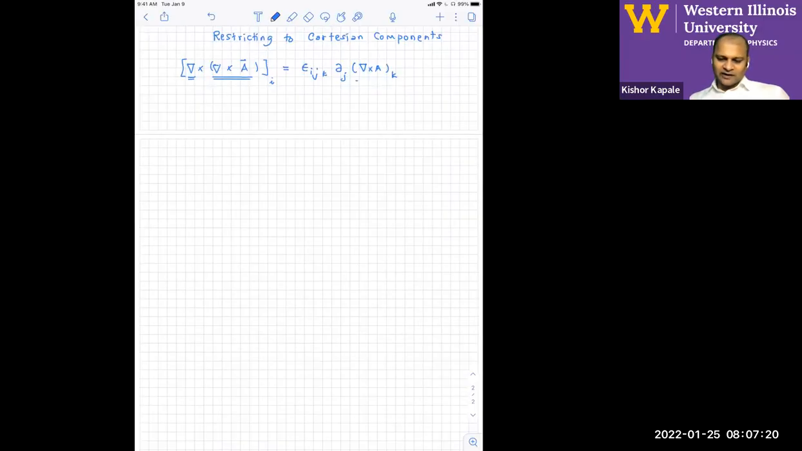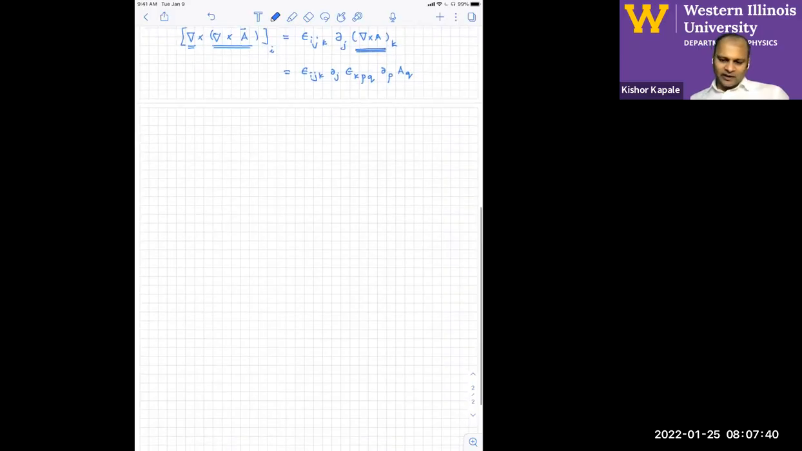Now we need to simplify this part. And that's going to give you another epsilon. So epsilon ijk, del j, epsilon kpq, let's say del p, A q. Everybody with me so far? Okay, and then because these are now just symbols, they're not vectors anymore, so they commute, and we can move them around. Epsilon i.